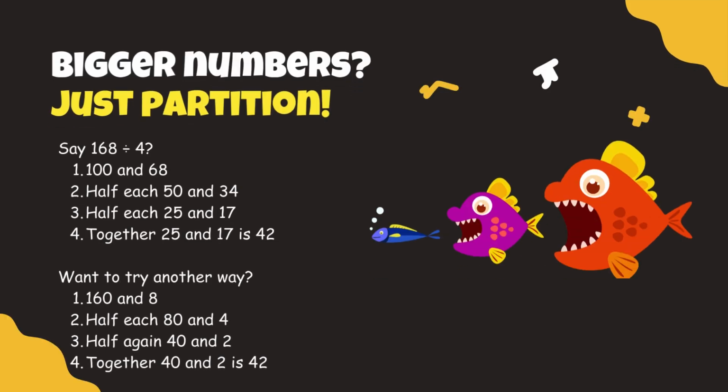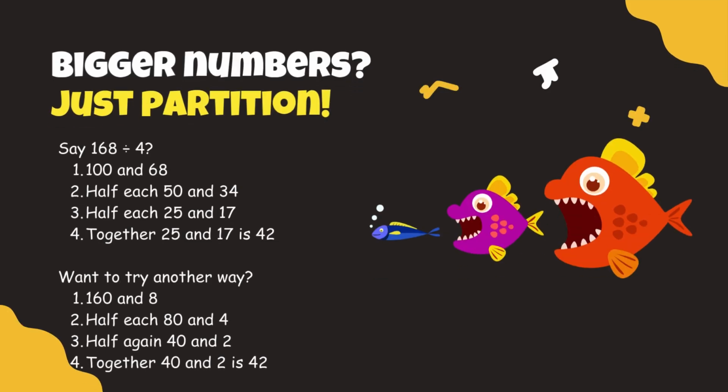If we have a bigger number we break up the numbers. Let's look at 168 divided by 4. One way is to break it up into 100 and 68. Half of these is 50 and 34. Half again is 25 and 17. Together gives us 42, so 168 divided by 4 is 42.